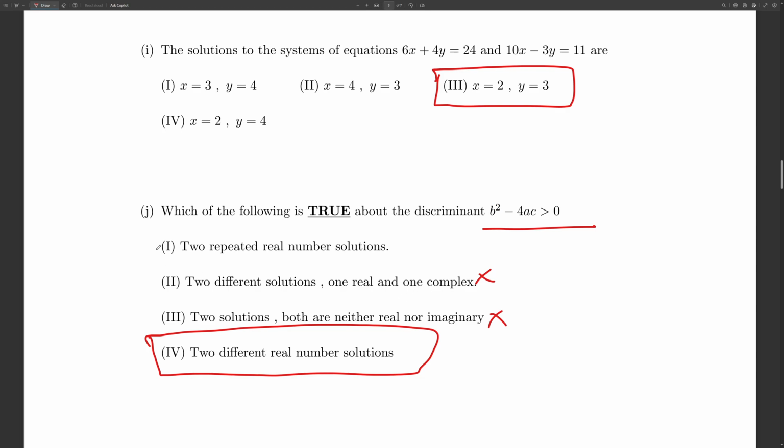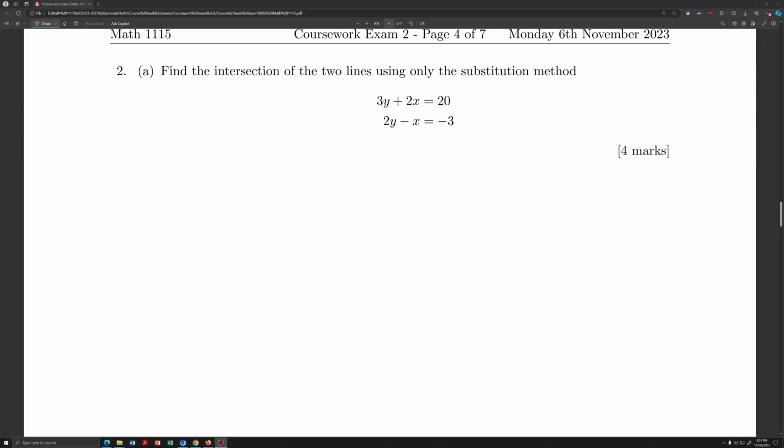This is not true. And two repeated real number solutions, but they didn't tell us if the repeated solutions here are the same or not. It's very open-ended, right? So this is not true. And this, if you remember, is straight from our notes. And this is the MCQ part of this exam.